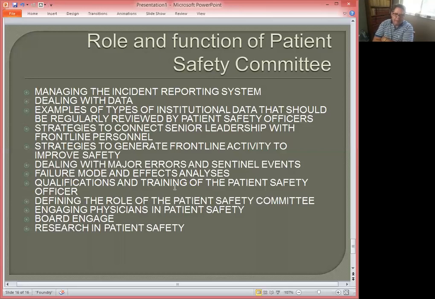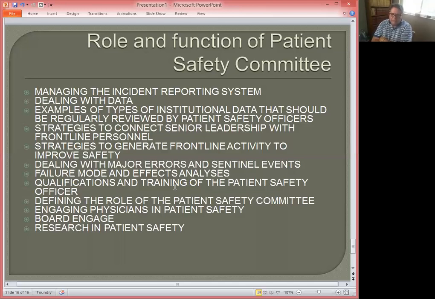You should also have strategies in place on your committee that generate frontline activity to improve safety and quality of care. You should deal with major errors and sentinel events timely, professionally, and accepting responsibility where necessary. When you deny to a patient that anything happened or you try to cover it up, that's where you get those huge judgments against an organization. Transparency and honesty has to be an important aspect of any patient treatment and correcting any errors or sentinel events.